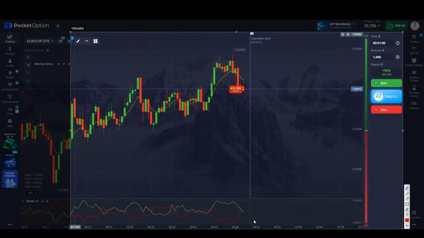First things first, we look at the vortex indicator itself. Here's the indicator, and right now we have this signal on the chart and a trade for a downward move. Why? Because the red line crossed the green one from below. So what does that mean for us? It's a signal to open a trade for a downward move starting from this point.